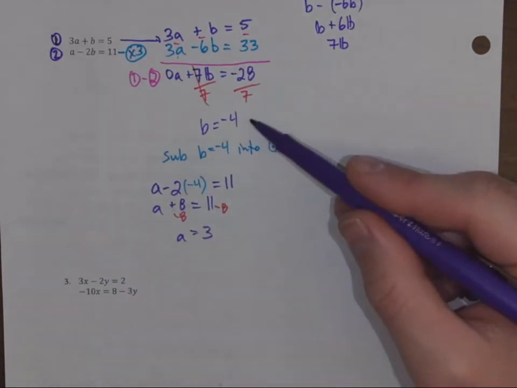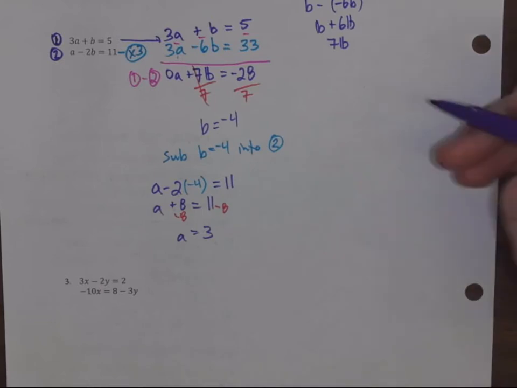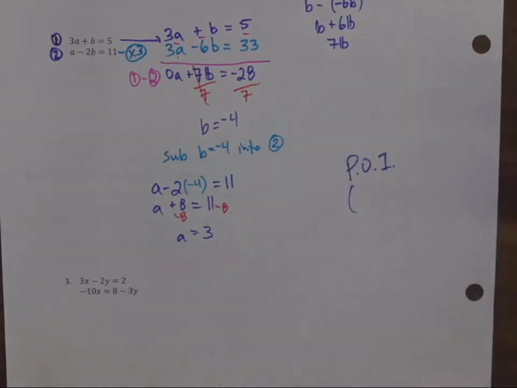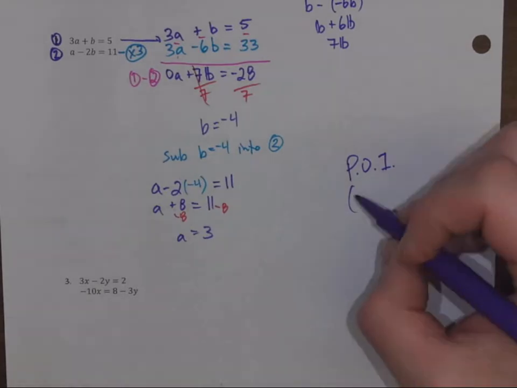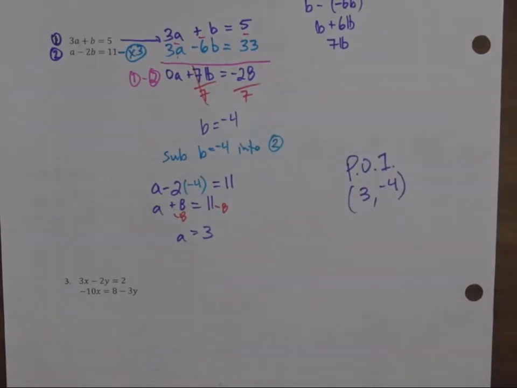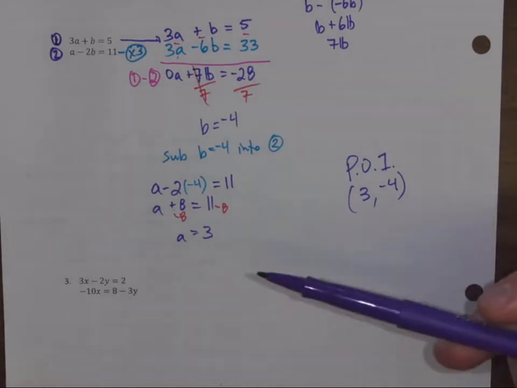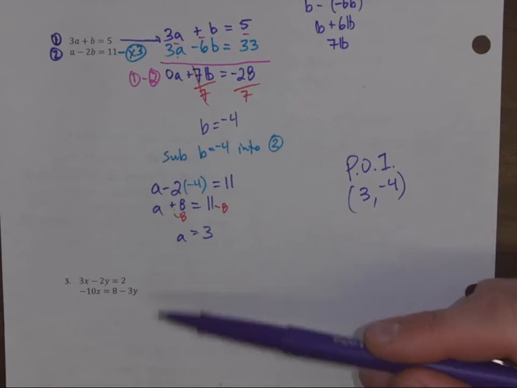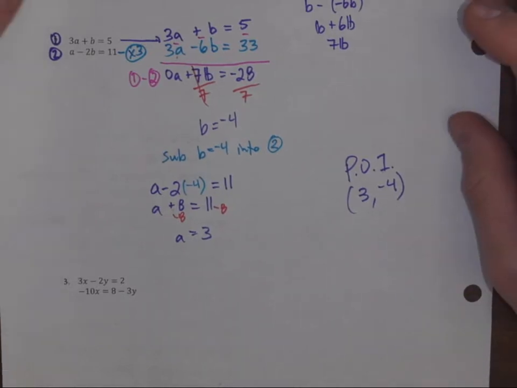Now I have a value for b, and I have a value for a. Usually we're used to seeing x and y, so let's think about alphabetically. The point of intersection is 3, negative 4. Done. Let's try that for question number 3. Let's see how we do.